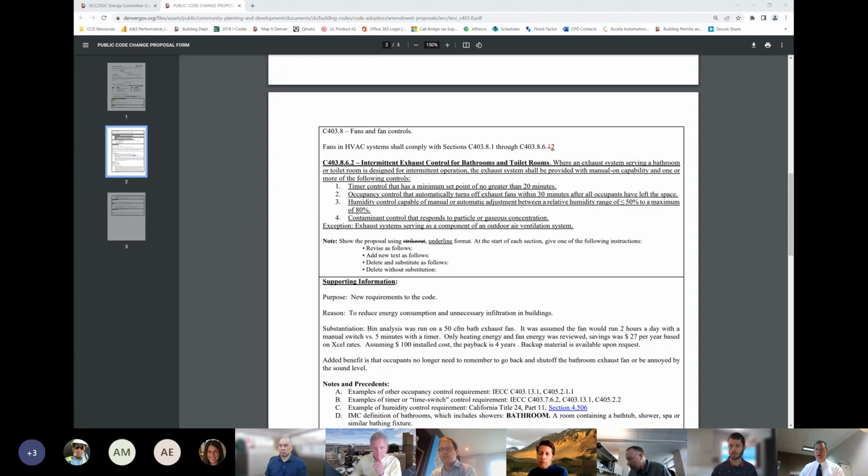I like that thought, Mark. I like that idea. So that would just simply be editing this portion of the language to say with manual or automatic on capability. Yep.